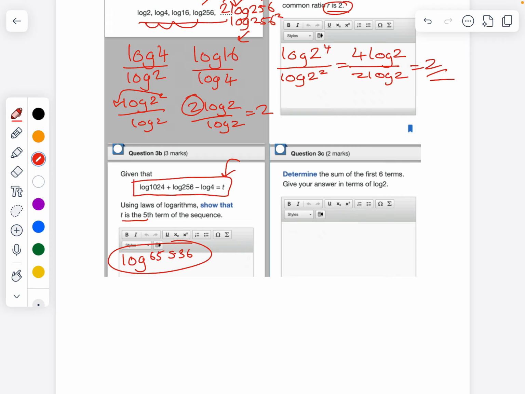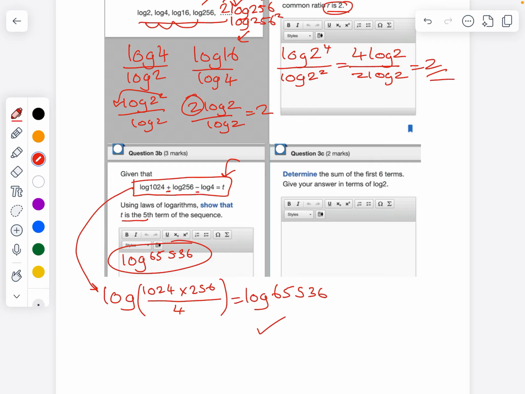Now that we're dealing with logs, you have the formulas in the formula booklet for the e-assessment. So we know that when we add, we multiply the two numbers together, and when we subtract, we divide. So if I put this all as one log, for this bit, I need to do 1,240, multiply it by 256 and then divide the whole thing by 4. And if you put that in the calculator, you get the answer that we've just got, which is 65,536. Okay, that's the 3 marks.